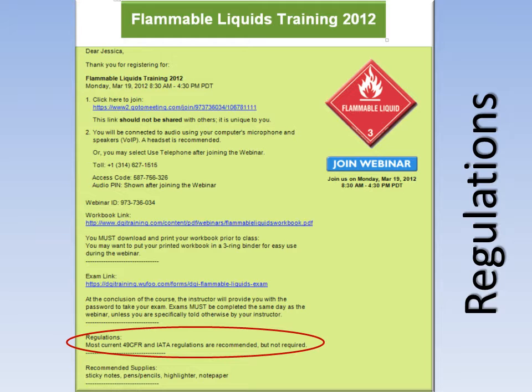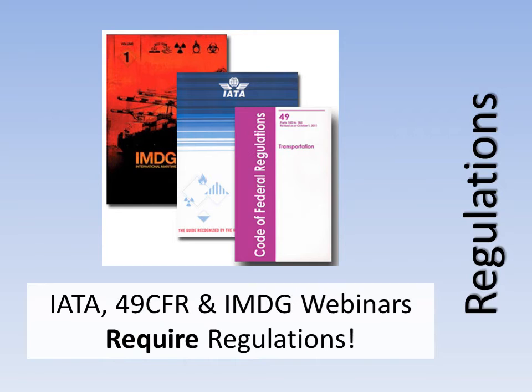The next thing you need to do is see if you need regulations for your course. Review your confirmation email and check under the regulations section. Our 49 CFR, IATA, and IMDG webinars require regulations. We at DGI do not sell the regulations. However, we suggest you purchase a copy from DG Supplies, Label Master, or J.J. Keller.